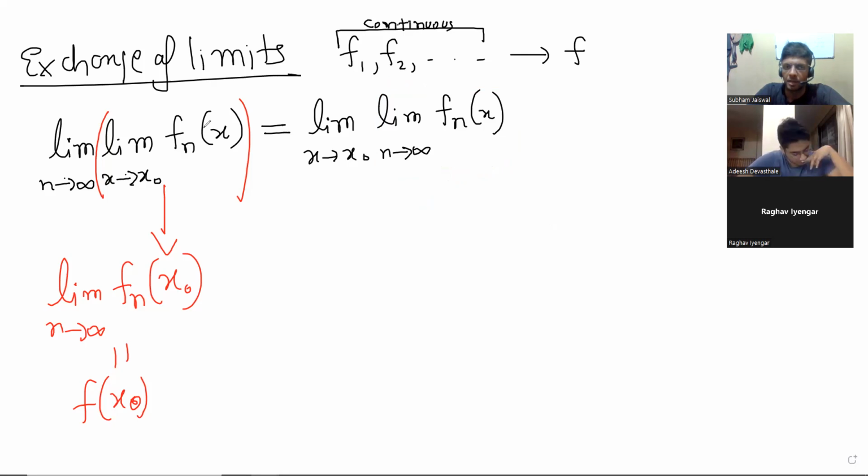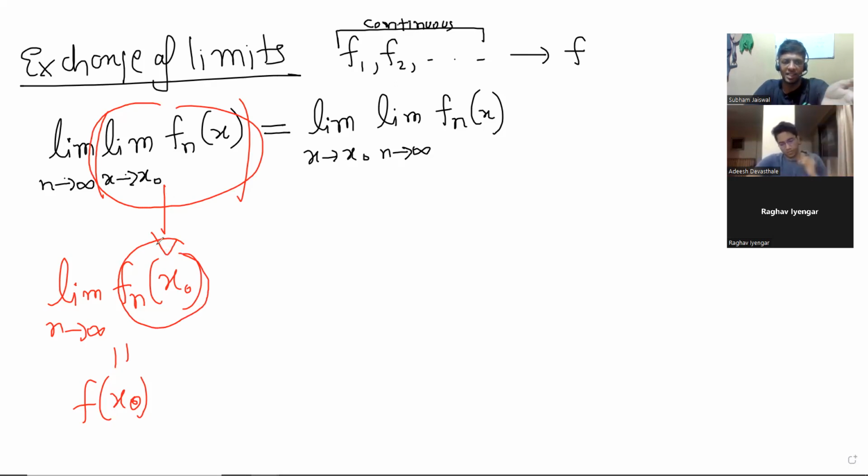I'll just say the left hand side again. Just because fn is continuous, this thing just becomes fn of x naught. Do you follow that? Yes, sir. Then you take the limit of that as n tends to infinity, that is f of x naught. Now I want you to show that the right hand side is also f of x naught. So you can try to do that.